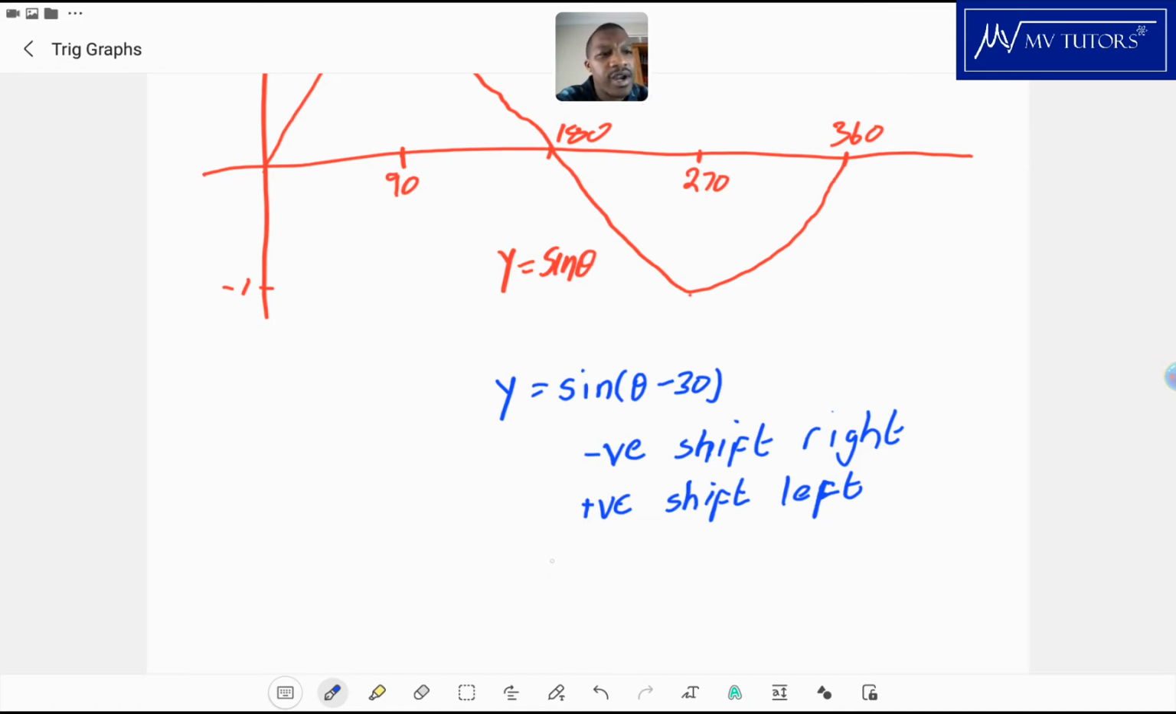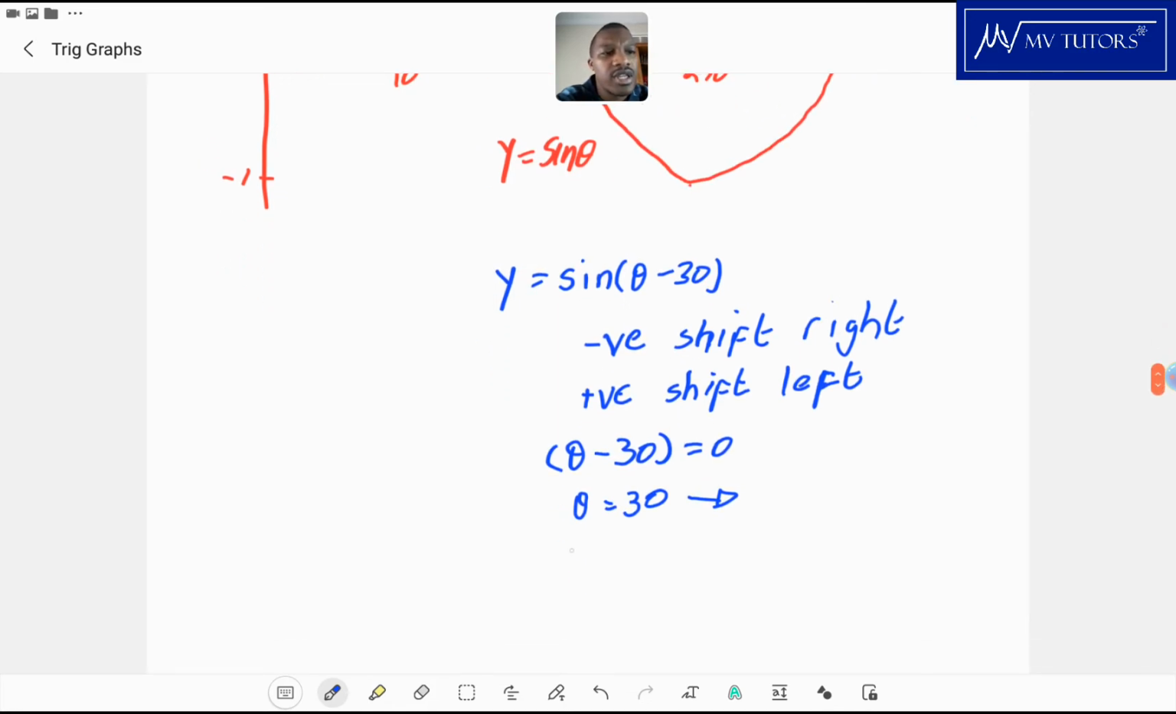If you have something in a bracket, like when you are solving for x, and you equate it to 0, what happens is that when you solve for theta here, when you take the 30 to the other side, it changes sign and it becomes positive. That is why you make a positive shift to the right. So the opposite is true: if you have a plus 30 in the bracket and you solve for theta, it becomes negative 30. So that's a shift to the left. Think of it that way.